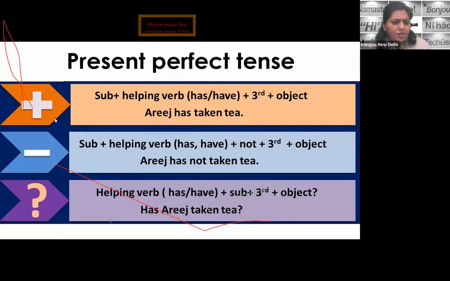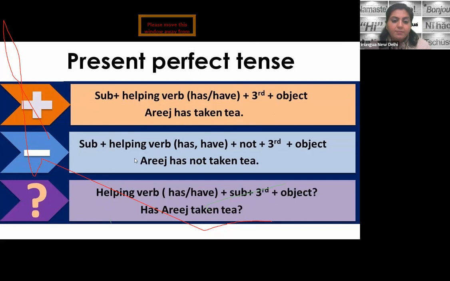Okay. Just a chart showing the structure of present perfect tense. You have the positive or the affirmative sentences. You have the subject plus the helping verb have or has, plus the third form of the action word or the verb, plus the object. Example, Areej has taken tea. Areej is the subject, has is the helping verb, taken is the third form of take, tea is the object.